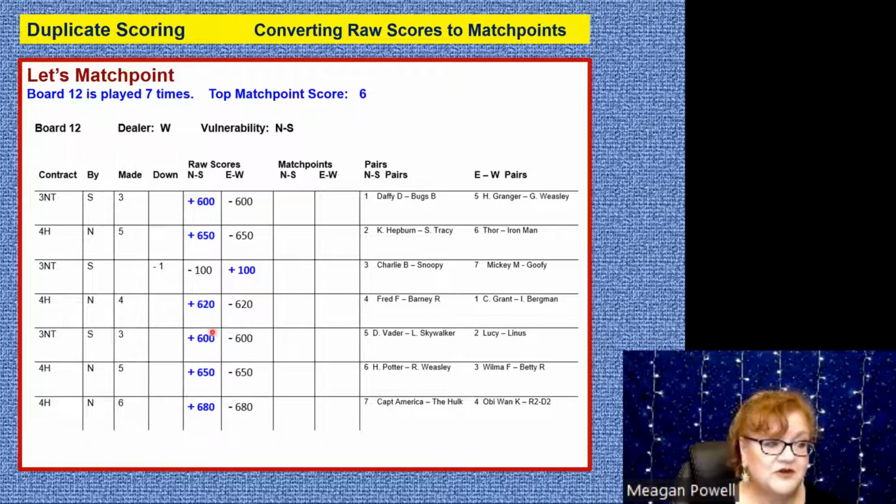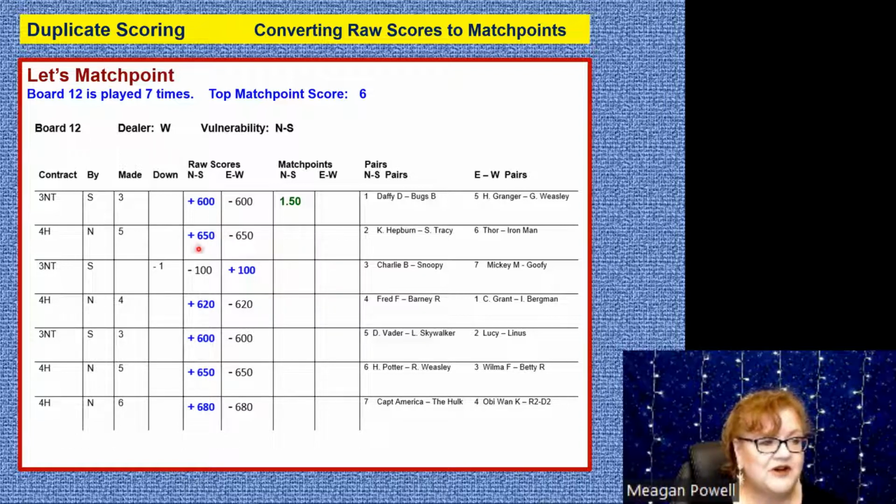Did they beat a 600? No, that's a tie. So now they've beat this negative pair here. They've tied this other 600 pair here, but they did not beat 2 higher positive numbers. So what did they earn on this hand? They earned 1.5. They earned a 1 match point for beating a pair and a half a match point for tying a pair. How about the next line?